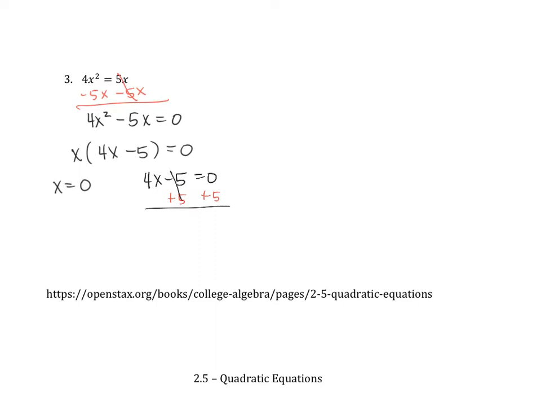So I add 5 to both sides and get 4x equals 5. Divide by 4. So x equals 5/4. So here my two solutions are 0 and 5/4.